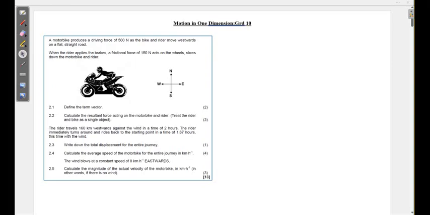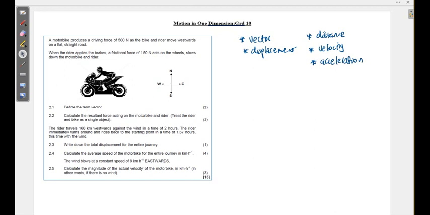All right, so in terms of motion in one dimension, in Grade 10 we must know a set of definitions, right? We need to know these definitions: number one, you need to know what is a vector, displacement, you need to know how to define them, and then distance, velocity, acceleration. I can say these are the most important definitions that you need to know, right?